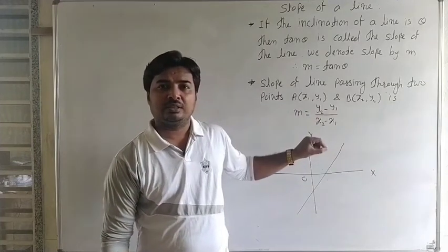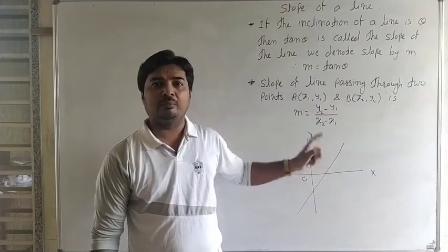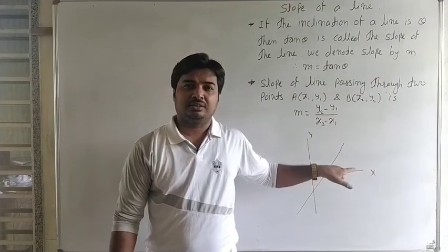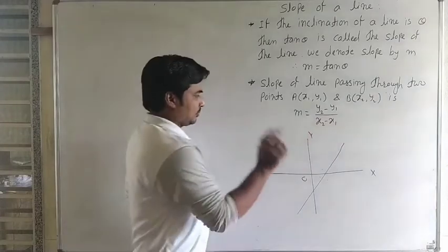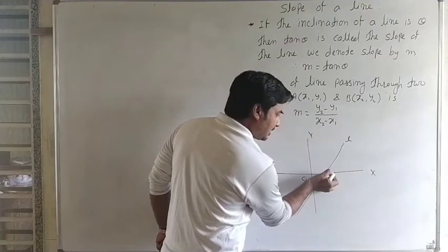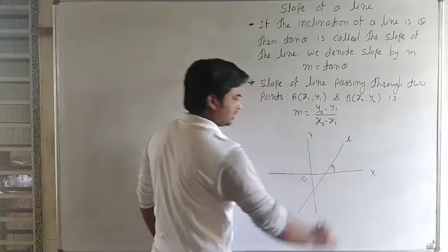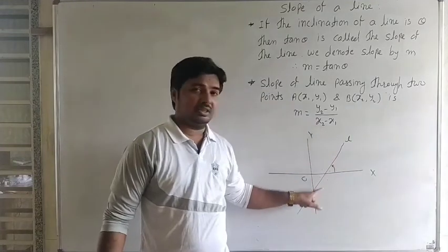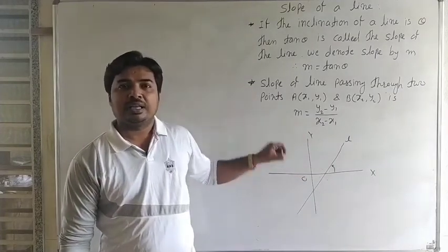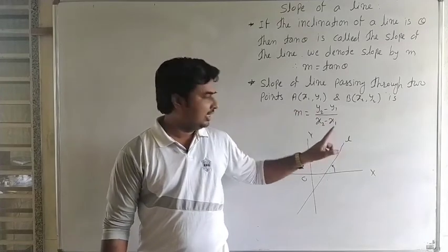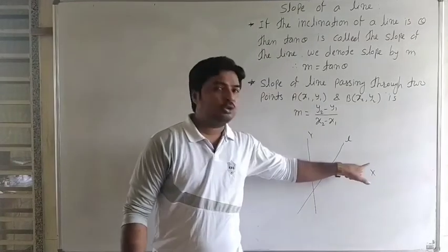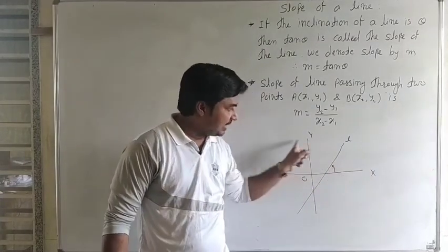The slope of the line is the tangent of the angle made with the positive direction of the x-axis in the anti-clockwise direction. The angle made by the line with the positive direction of the x-axis in the anti-clockwise sense is called the inclination. And the slope of a line is the tangent of the inclination of the line.